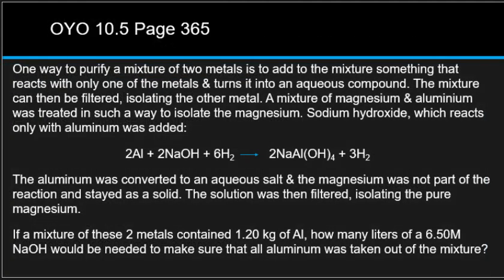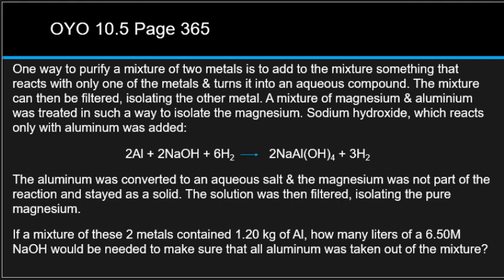All right. One way to purify a mixture of two metals, mixed together like an alloy, maybe found naturally in the earth, is to add to the mixture something that reacts with only one of the metals and turns it into an aqueous solution. In other words, I can dissolve one of the metals and leave the other one solid. The mixture can then be filtered, isolating that metal.